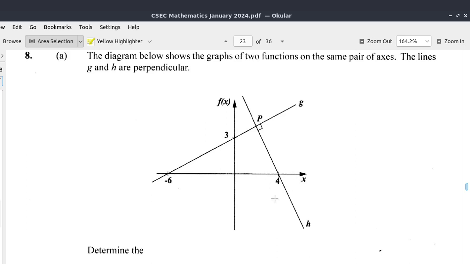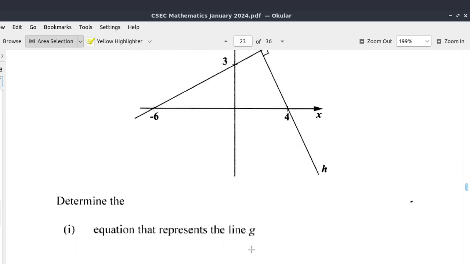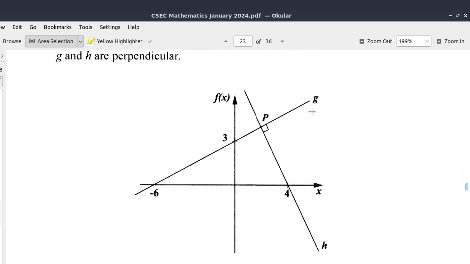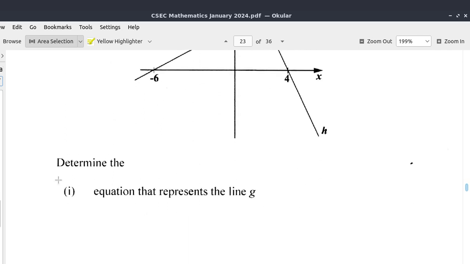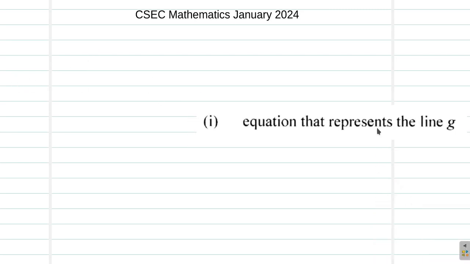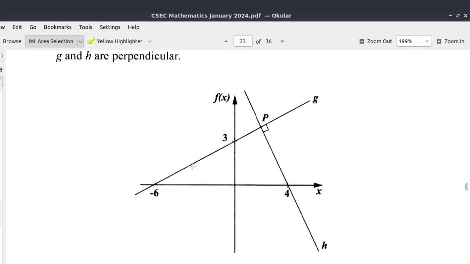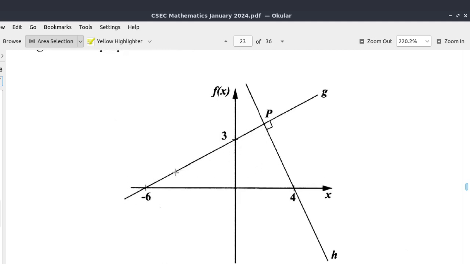But anyway, here, the equation of the line G. Alright, let's see what's going on here. By the way, let me just copy this and put it over to our whiteboard, because this is where we're going to be doing our writing. Now this line G passes through x equal to -6, and y equal to 3.